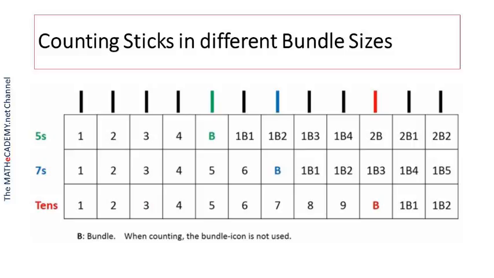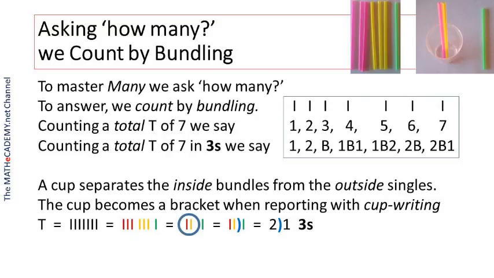Counting in 10s, we count 8, 9, bundle. 1 bundle 1, 1 bundle 2. So when counting in 10s, we need no 10 icon. To master many, we ask how many. To answer, we count by bundling.